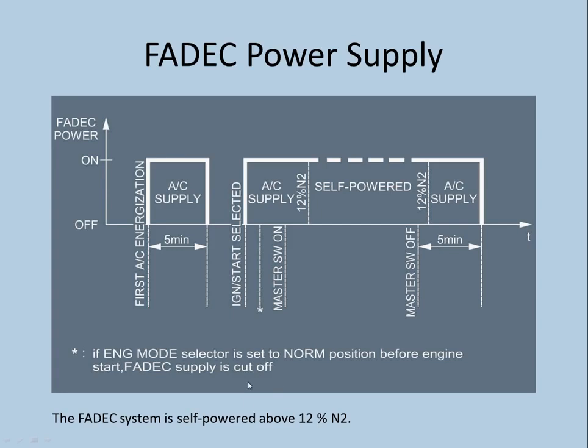So the bottom line is the FADEC system is self-powered above 12% N2. Also important, it's marked here: if the engine mode selector is set to normal position before the engine start, the FADEC supply is cut off. It is assuming that you're no longer starting the engine and hence you do not need the FADEC. Alright, I hope the FADEC power supply is clear as well.